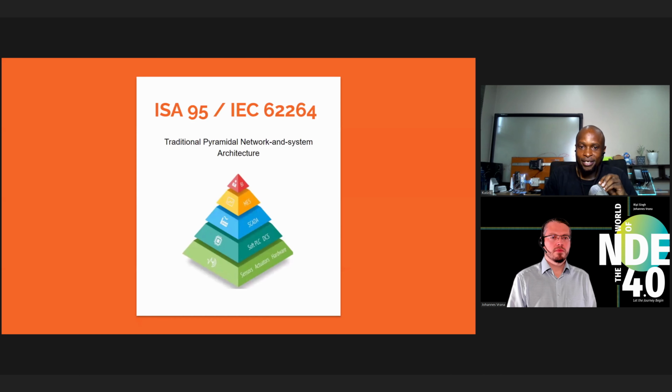So perhaps that's a reason for us to pause for a moment here and take a quick look at the traditional implementation of manufacturing systems. As you can see from this fairly common diagram, legacy manufacturing systems typically employ a pyramidal network and system architecture, which is based on ISA 95. This is an international standard for developing an automated interface between enterprise and control systems. Now, these hierarchy levels represent the different functionalities within a factory or a manufacturing facility.